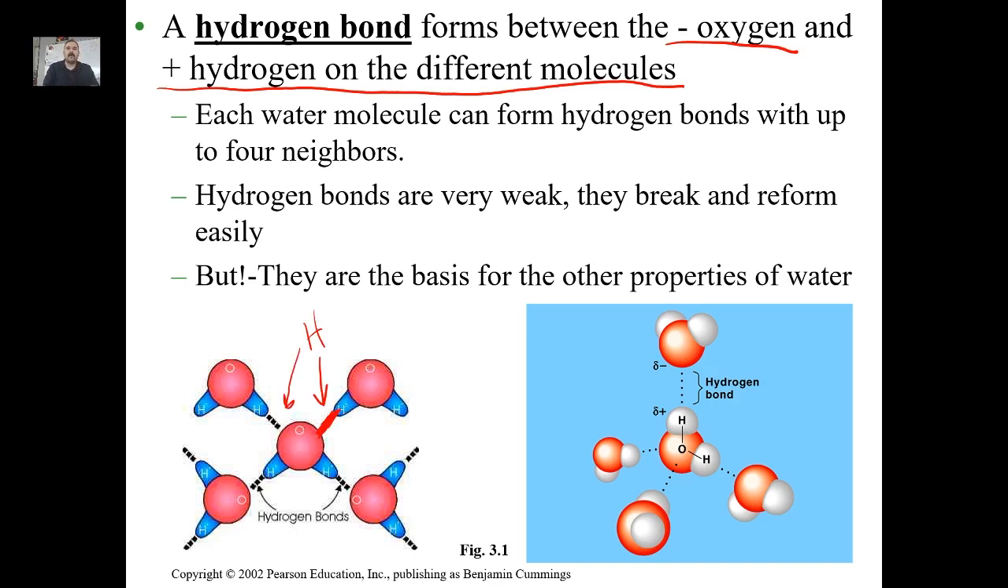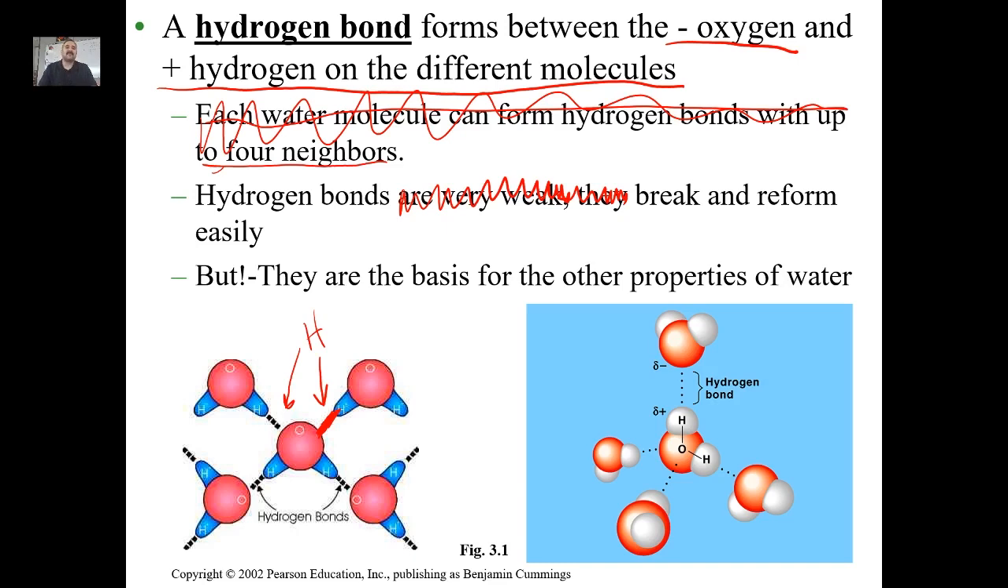So each water molecule can form bonds with up to 4 neighbors. That's not really important for you. You don't need to know that, so don't worry about this. Hydrogen bonds are very weak. That's actually not very true. So we're just going to say hydrogen bonds break and reform easily. That's an important thing to know about hydrogen bonds.